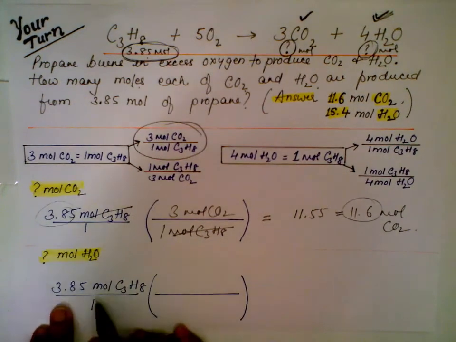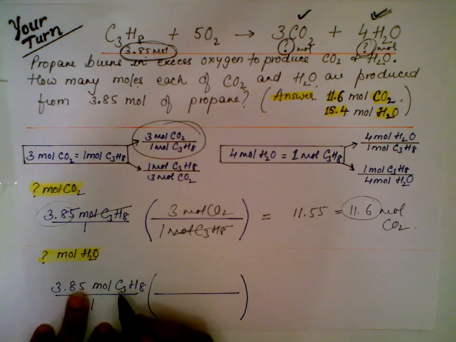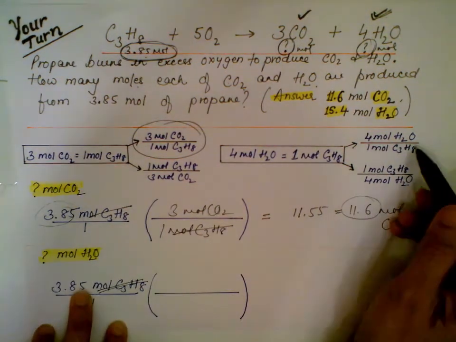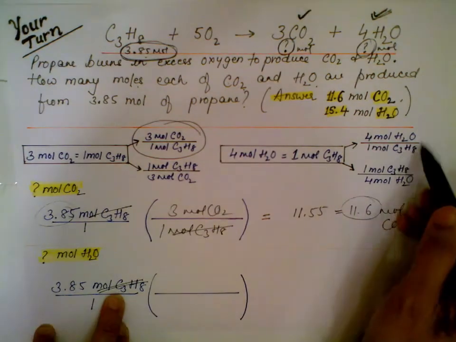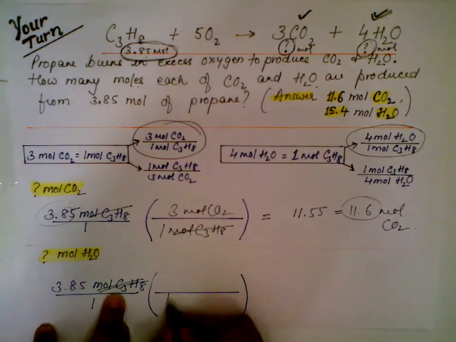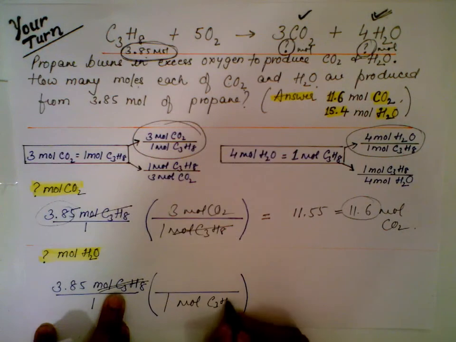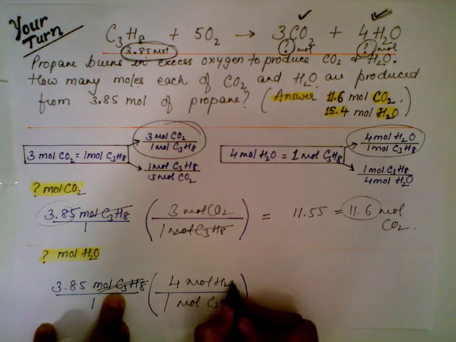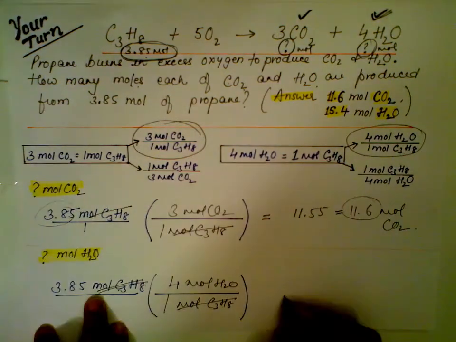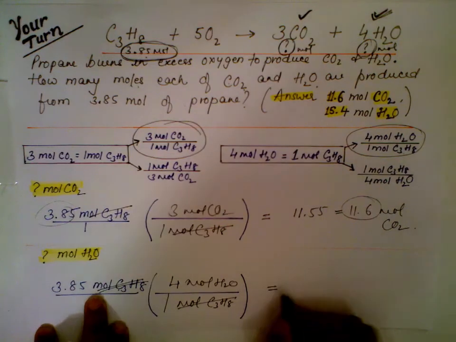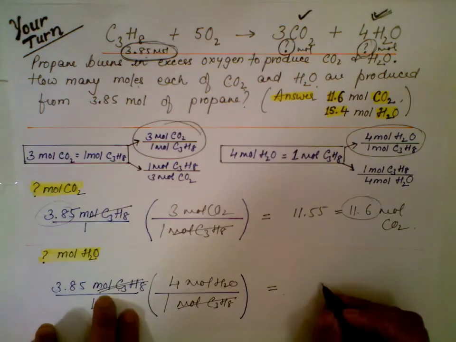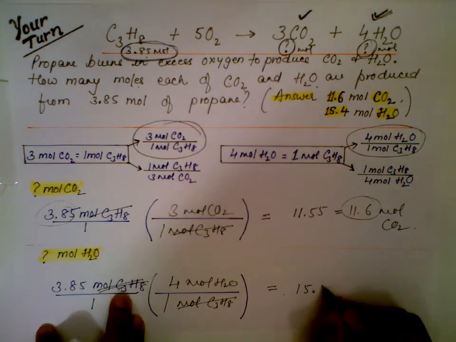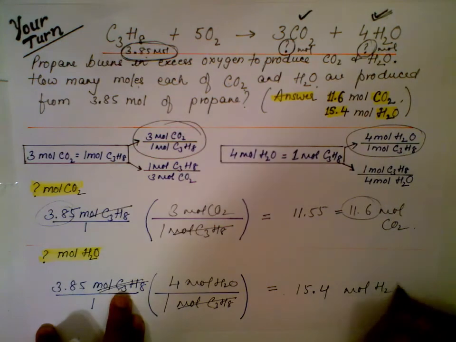And here you again start with the given. Now I want to get rid of moles of propane, so I'm going to use this one, moles of propane at the bottom. So 1 mole of propane used produces 4 moles of water. Cancel this and that. Remember, it's a unit analysis method. You keep canceling similar units from the numerator and the denominator. When you solve this, you get 15.4 moles of water.